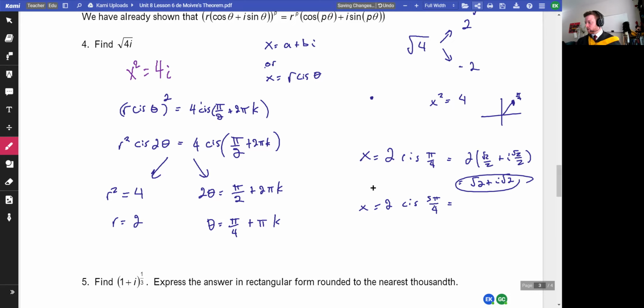And then this one's going to be a little bit different. We're in the third quadrant now. We're going to get negative root 2 minus i root 2. And those are our 2 roots, and one of them is the principal root. So our roots are root 2 plus i root 2 and negative root 2 minus i root 2.